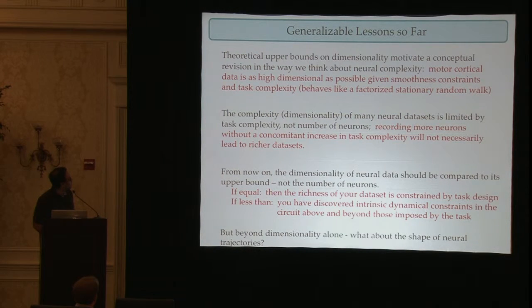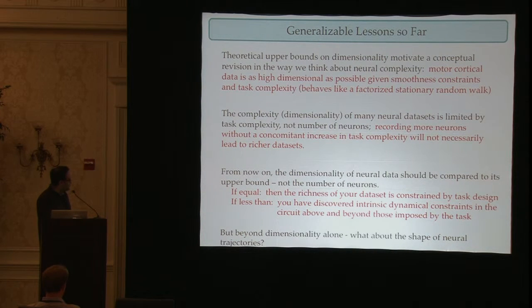Okay, so basically the lesson for neuroscientists is now whenever we look at the dimensionality of neural data, we should compare it not to the number of neurons we record, but to this upper bound. And then from that, you can make scientific conclusions. If it's equal to the upper bound, then the richness of your data is constrained by your task design. But if it's less than that, and only if it's less than that, then you have discovered intrinsic dynamical constraints in the circuit above and beyond those imposed by the task.